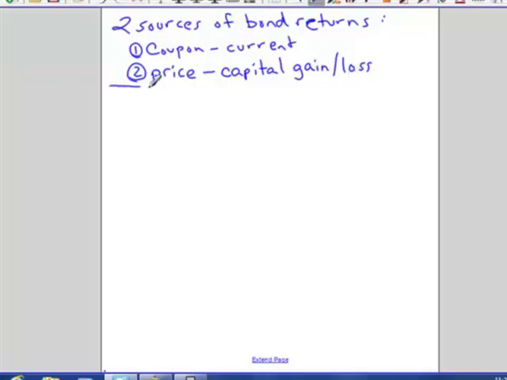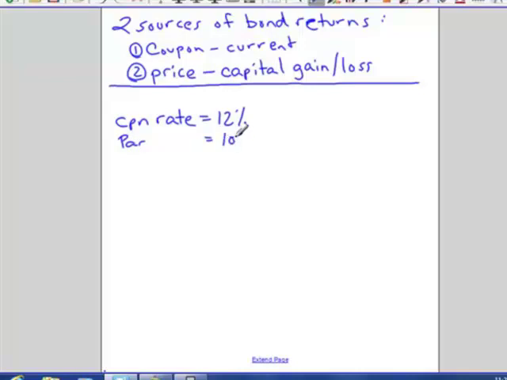So to look at these two different returns, let's look at a particular illustration where we have a bond that has a coupon rate of 12%. And for simplicity, we're going to be looking at this bond paying annual coupons. Par value equals $1,000. The term to maturity, 7 years. And the rate, 10%.